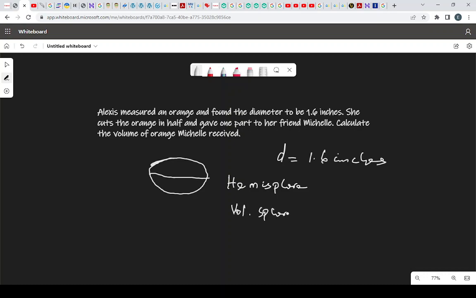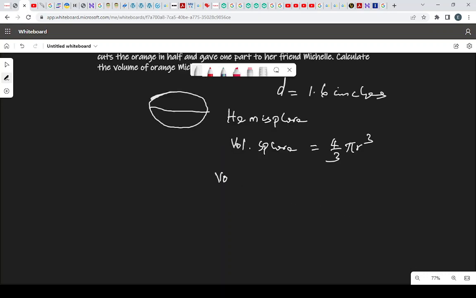And we know that the volume of a sphere is 4/3 pi r cubed. So half of it will be divided by 2. That means the volume of orange received by Michelle, which is a hemisphere, let me call it V subscript H, is 4/3 pi r cubed divided by 2, which is 4/3 pi r cubed times 1/2.